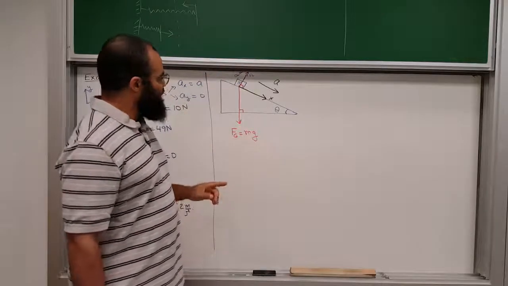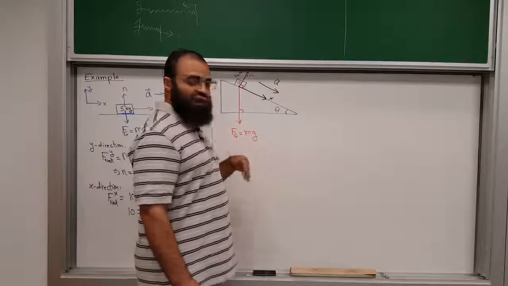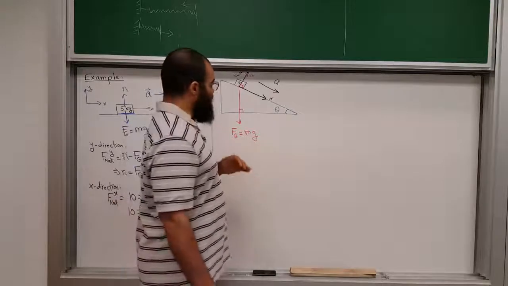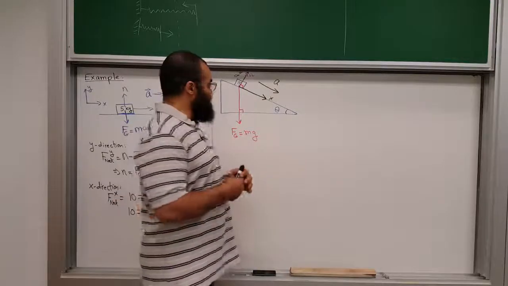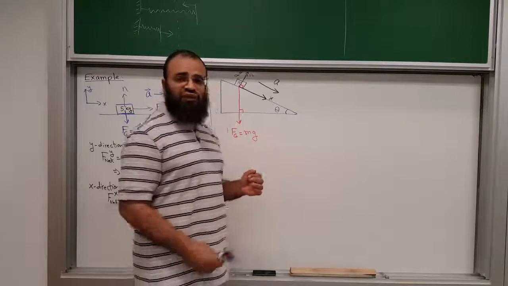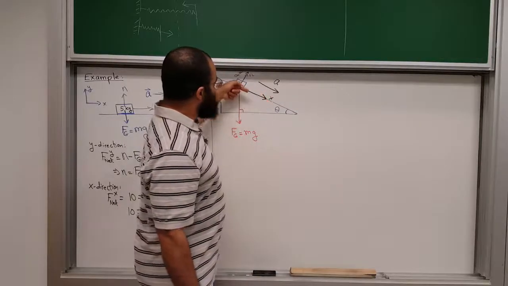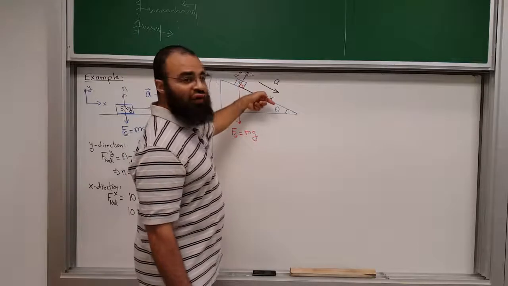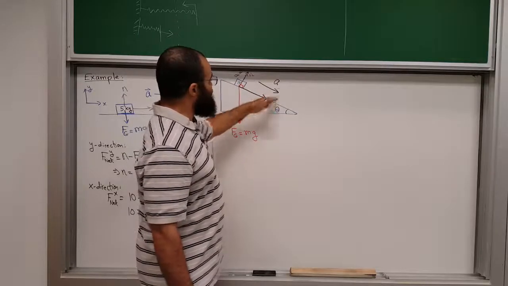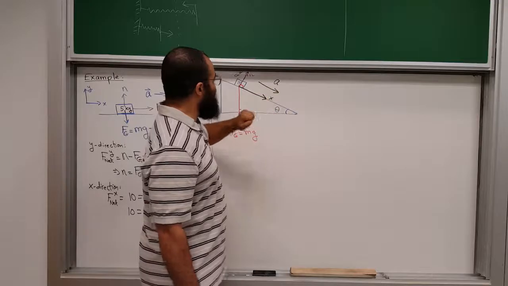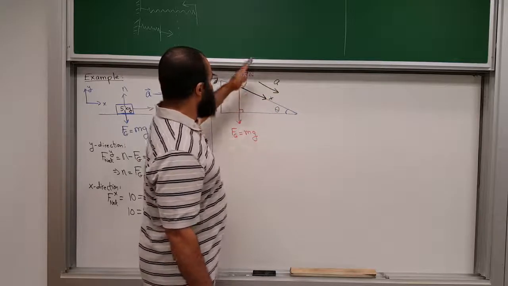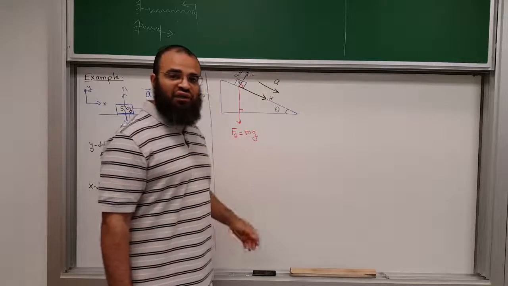And I mentioned that it's a good idea to choose a coordinate system where the acceleration only has one component. Since the acceleration is along the ramp, if I choose the x direction to be along the ramp, then my acceleration will just have an x component along the ramp, and my y component will be perpendicular. There is no acceleration in that direction.